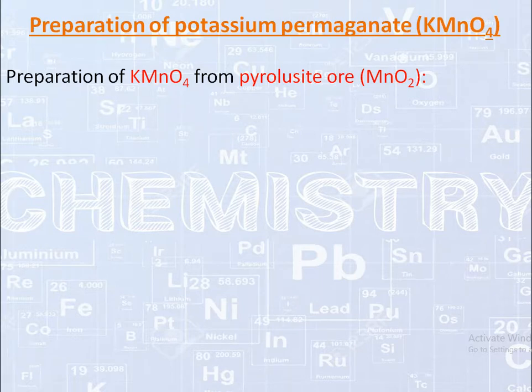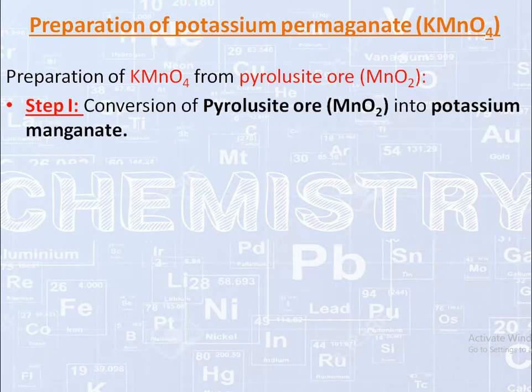So in first step, pyrolusite ore, that is MnO2, is converted into potassium manganate using alkali metal hydroxide and any oxidizing agent. Then potassium manganate is converted into potassium permanganate, that is our final product, using water or any. So there are two steps in the preparation of potassium permanganate.